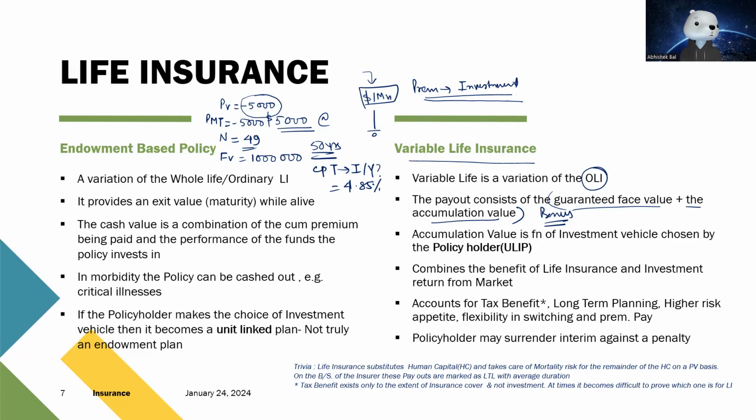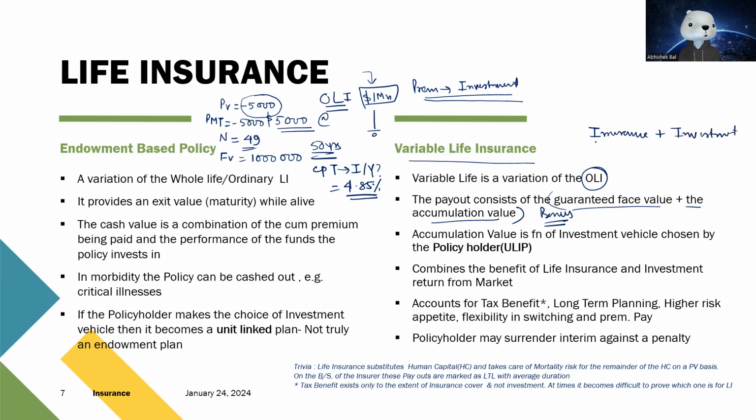Simply say this is the rate at which the premium actually grows to become the corpus of $1 million. So this portion is completely guaranteed under an OLI. But in case of a variable life insurance policy, it has got two components. One is obviously the insurance component, and another is called the investment component.